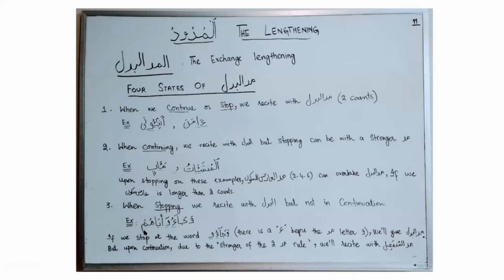So in case of continuation, we will recite this word like this: وَجَاءُوا أَبَاهُمْ. If I'm choosing to stop at the first word, I will recite it like this: وَجَاءُوا. I will recite waw mad by giving two counts of madul badal.